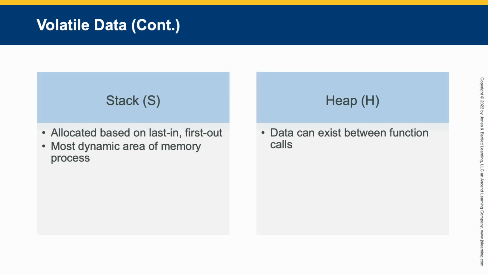Stacks and heap is another area. Stacks are allocated based on last in, first out, the most dynamic area of memory in a process. Heaps are where data can exist beyond the function calls as well. I would suggest you look into this to learn more in your given material.